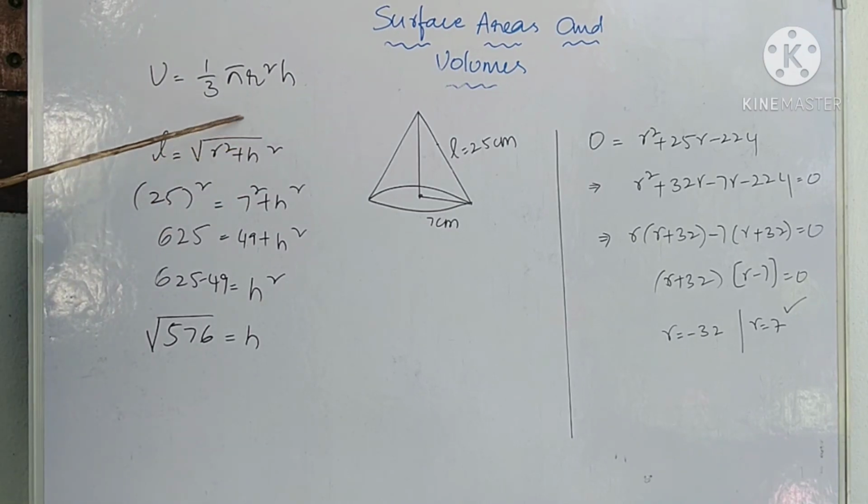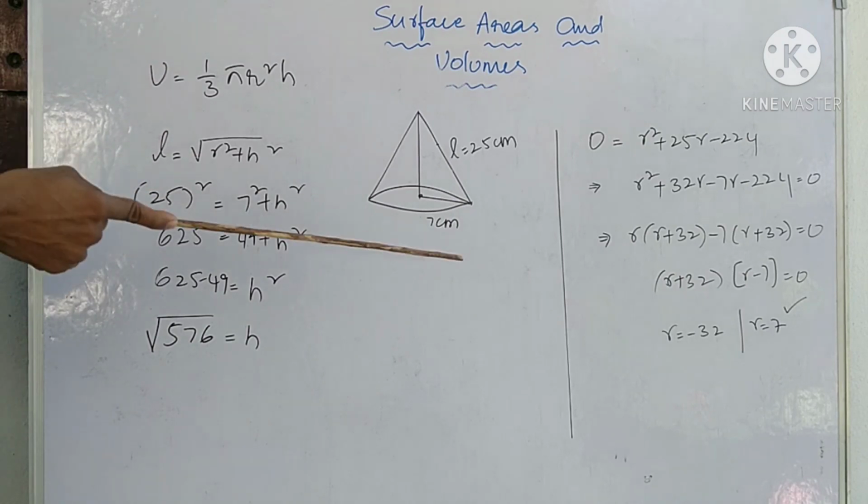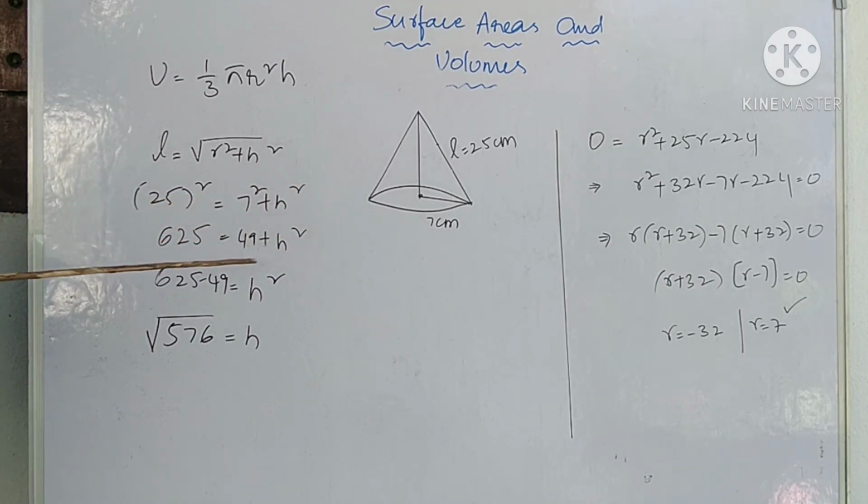So square root transposes to square. So 25 square is equal to 7 square plus h square. That is 7 7s are 49 plus h square is equal to 625. So 625 minus 49 is equal to h square. So the result is 576. Square transposes to square root. So height is 24, 24s are 576. So h is 24 centimeters.